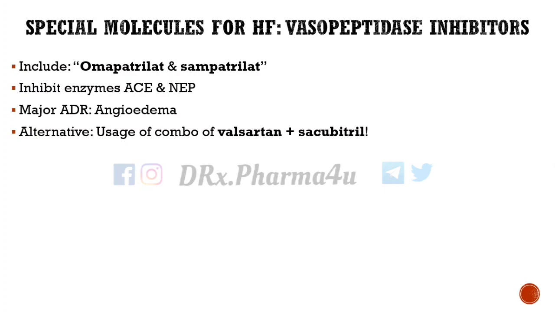We have vasopeptidase inhibitors, for example, omapatrilat and sampatrilat. They actually inhibit the enzymes ACE and neutral endopeptidase, as I said before. The major ADR is angioedema. That is usually seen with ACE inhibitors. It's a very common side effect. So that is why we usually use a combination, and this is a very, very famous combination: valsartan and sacubitril. This combination is used nowadays in patients who are experiencing severe heart failure with reduced ejection fraction.